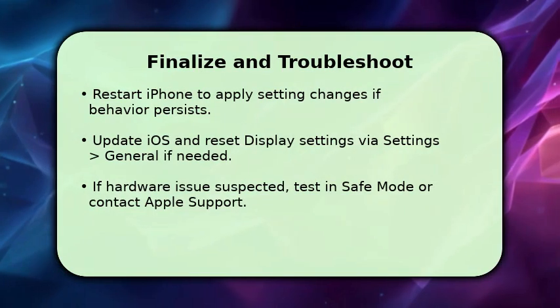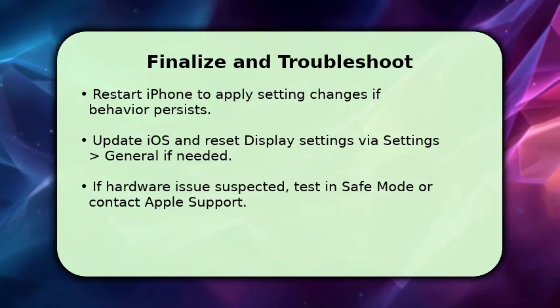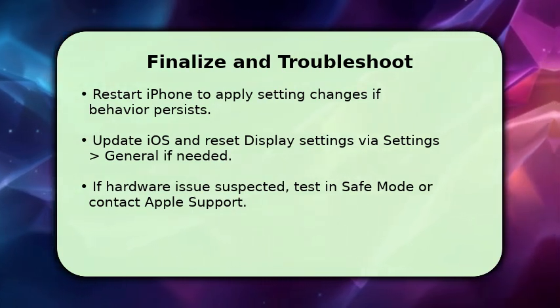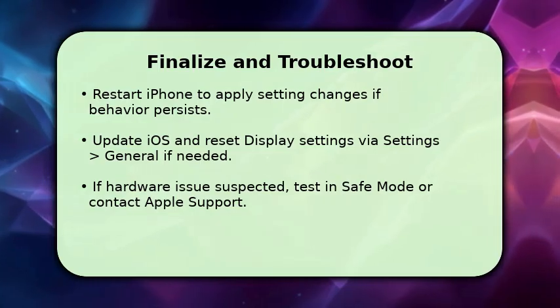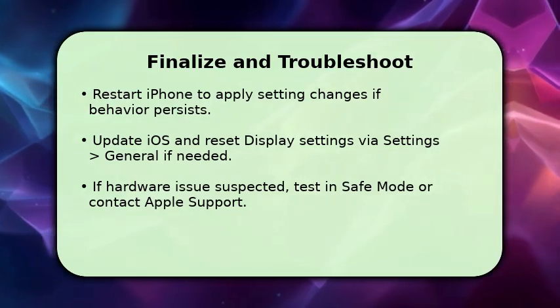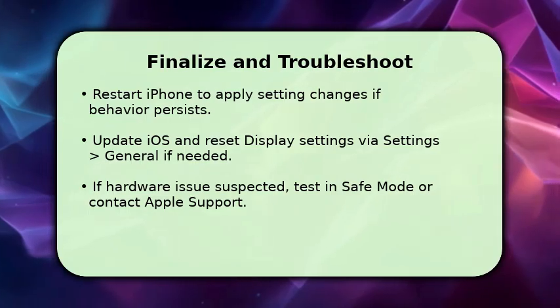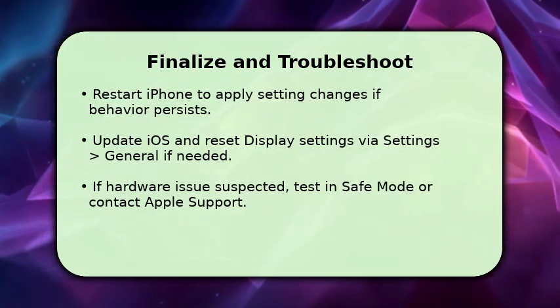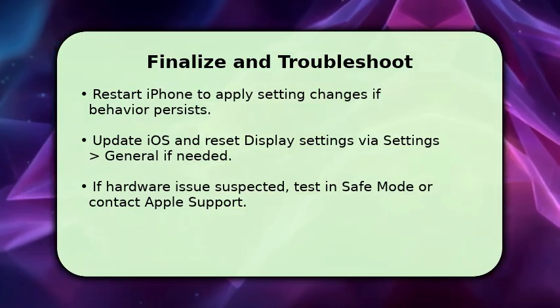Finish by restarting your iPhone so the new brightness behavior fully applies. Simple reboots often fix glitches. If problems continue, update iOS and reset display-related settings in general to remove corrupt profiles or temporary faults. Make sure to test in safe mode or after a reset to determine if it's software.